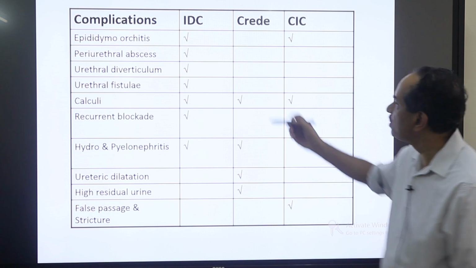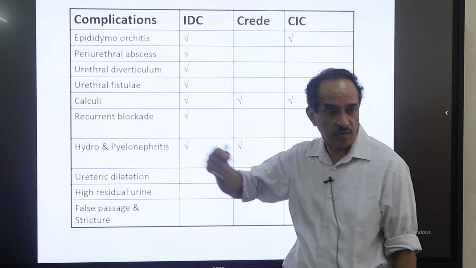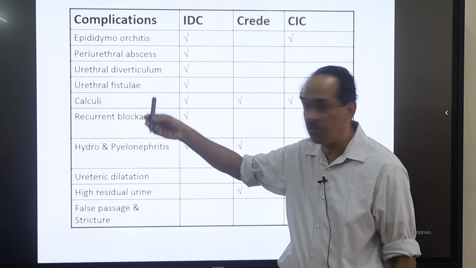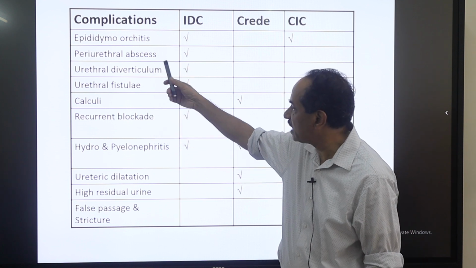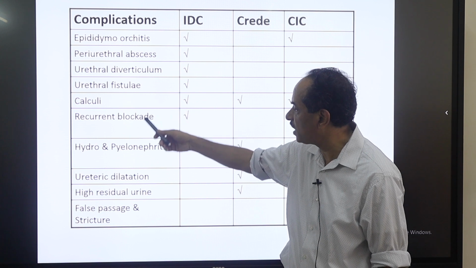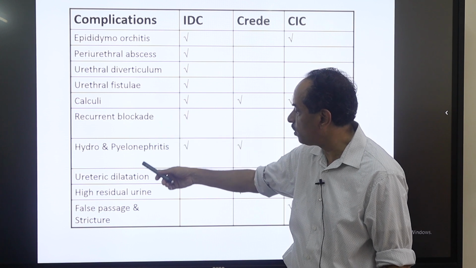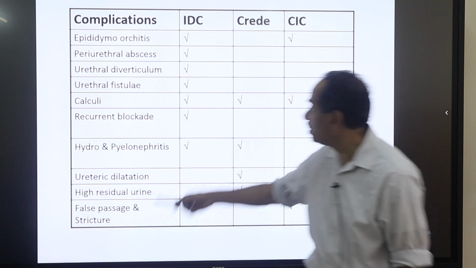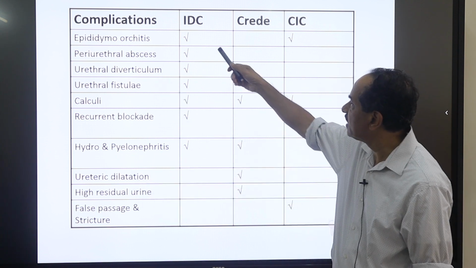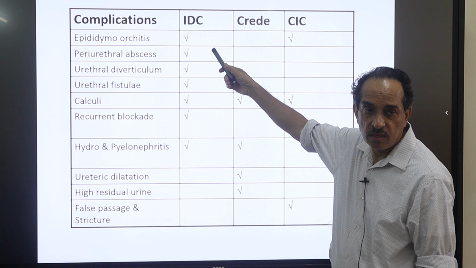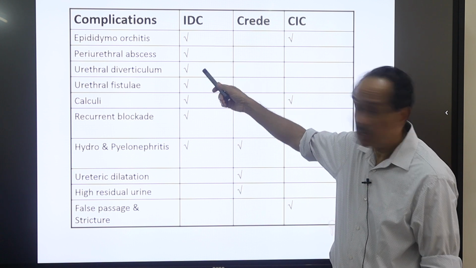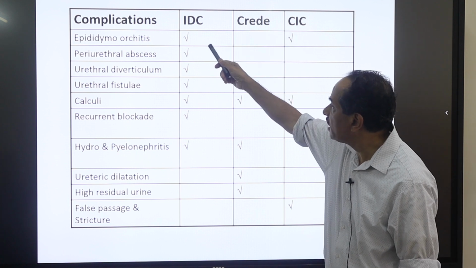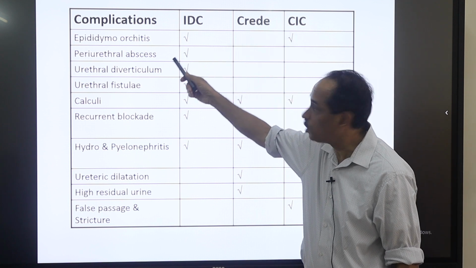So you see the various complications that you see when you go to the ward with the patient. There will be epididymitis. As soon as they present with fever, we look: is it epididymo-orchitis, is it abscess, is it diverticulum, is it fistula, calculi, blockade, hydronephrosis, ureteric calcification, high residue, all sorts of problems. These are much less in the CIC, but you see, in indwelling catheter, epididymo-orchitis is common.